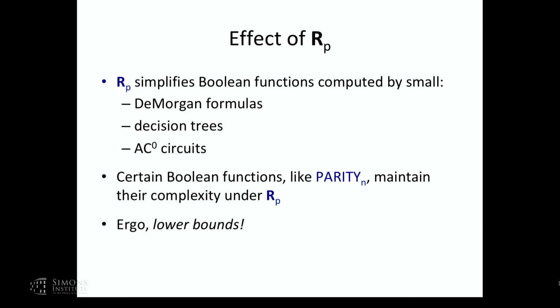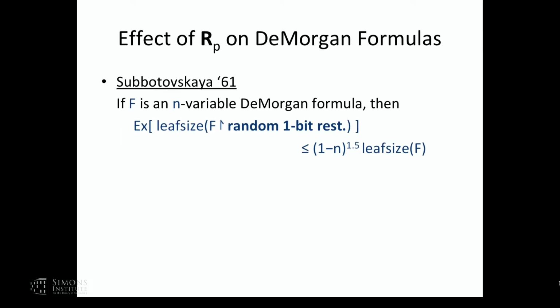This very natural restriction turns out to simplify Boolean functions computed by De Morgan formulas, decision trees, and AC0 circuits. For these weak models of computation, these restrictions simplify these objects considerably. On the other hand, certain Boolean functions like parity remain complex under the p-random restriction, and this gives lower bounds. So let's look at the effect of R_p on De Morgan formulas, so Boolean formulas with fan-in 2.